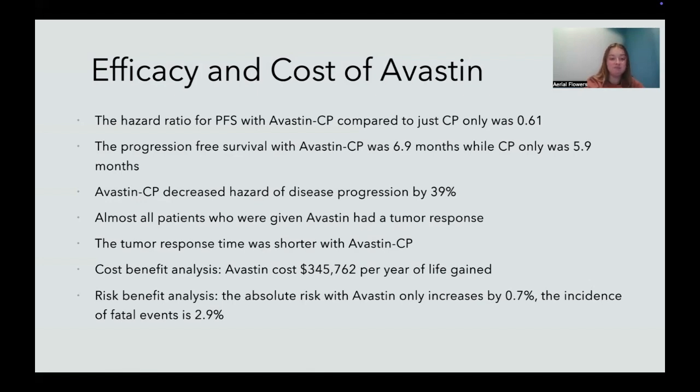with Avastin CP. Looking at cost and risk-benefit analysis, Avastin costs around $345,000 and $762 per year of life gained. And the absolute risk with Avastin only increased by 0.7%, and the incidence of fatal events 2.9%. So how helpful is this intervention? It is hard to say, honestly, because Avastin does work, but it does not extend a person's life for a very long amount of time.